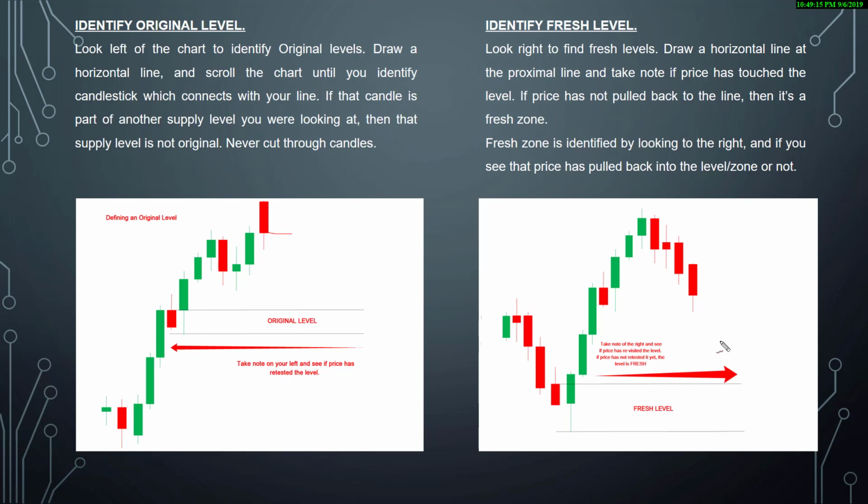Then draw a horizontal line and scroll the chart until you identify candlesticks which connect with your line. If that candle is part of another supply level you were looking at, then that supply level is not original. Never cut through candles. So you can see here, the market has been in an uptrend, right? Strong uptrend. Time frame right now doesn't matter.